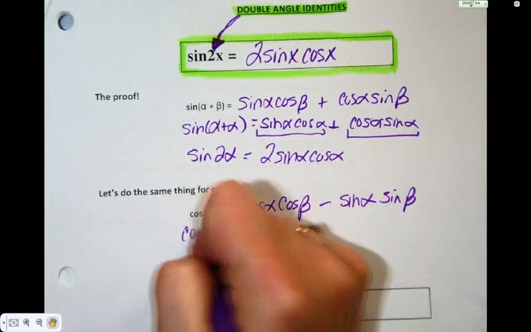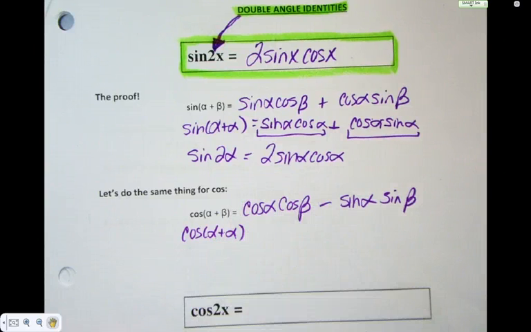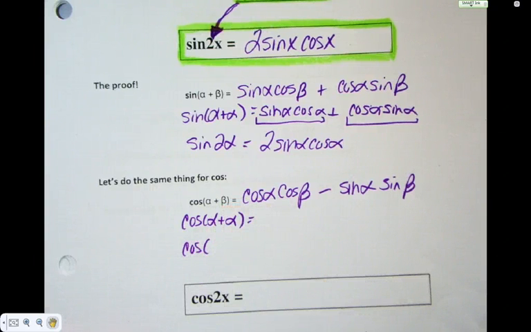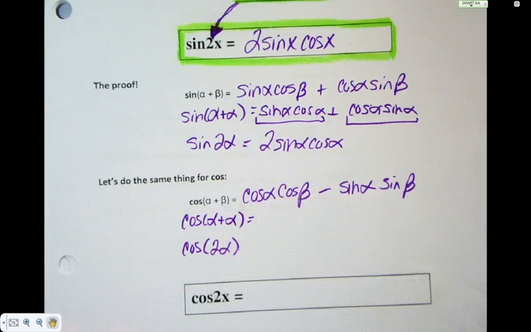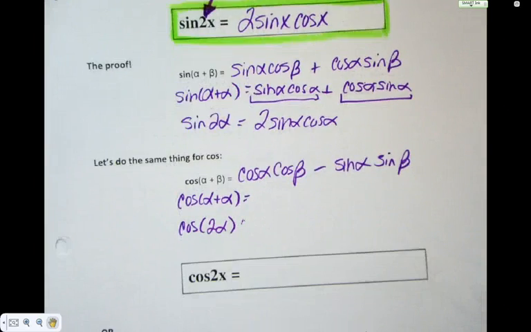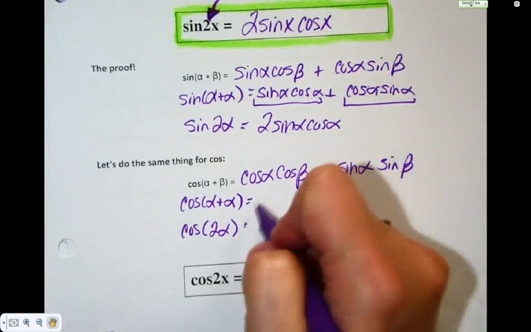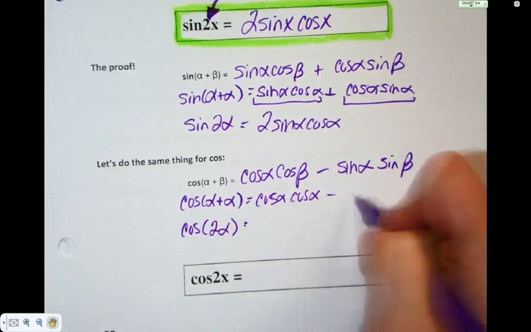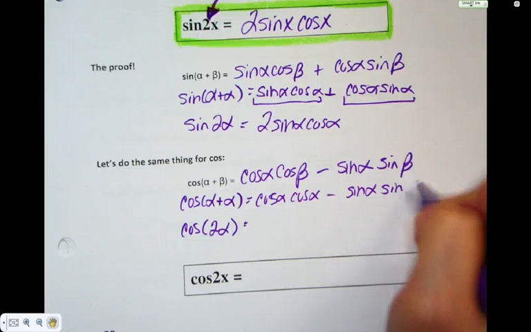On the left, I'm just going to put alpha for both because that's called a double angle. And then I'm going to simplify on that side, so alpha plus alpha. Not a trick. Alpha plus alpha, 2 alpha. And so on the right, I'm just going to replace every angle with alpha. So I get cos alpha cos alpha, minus sine alpha sine alpha.